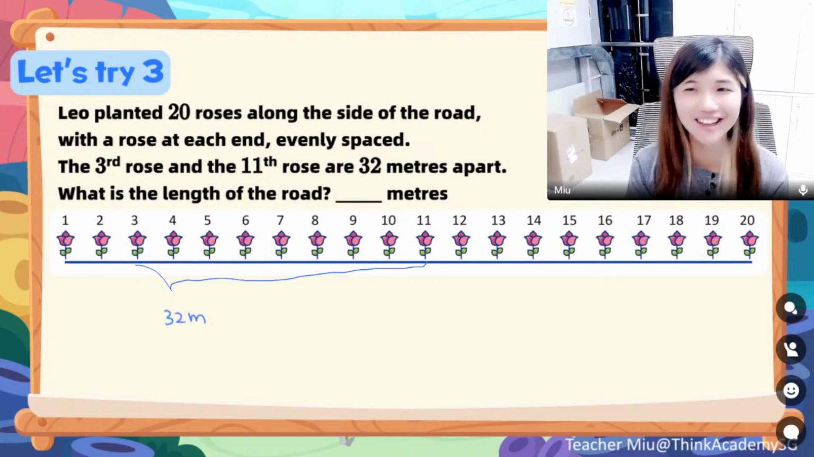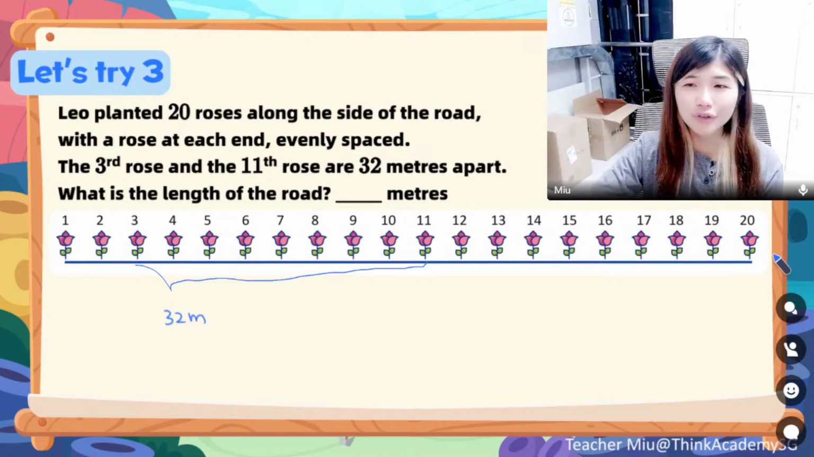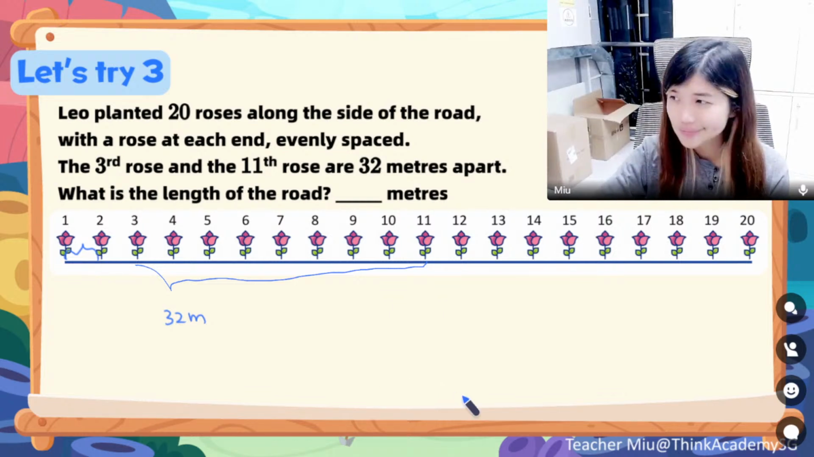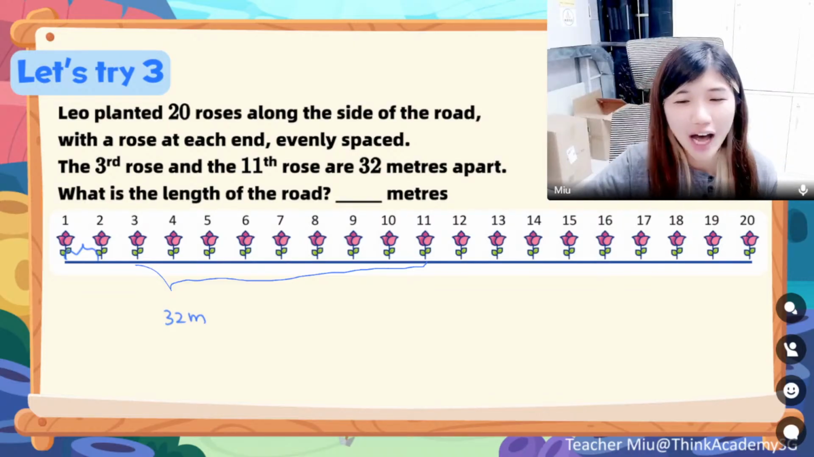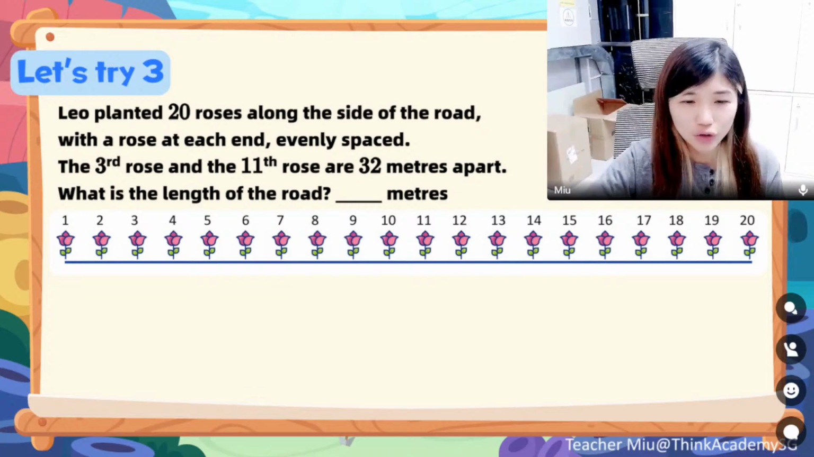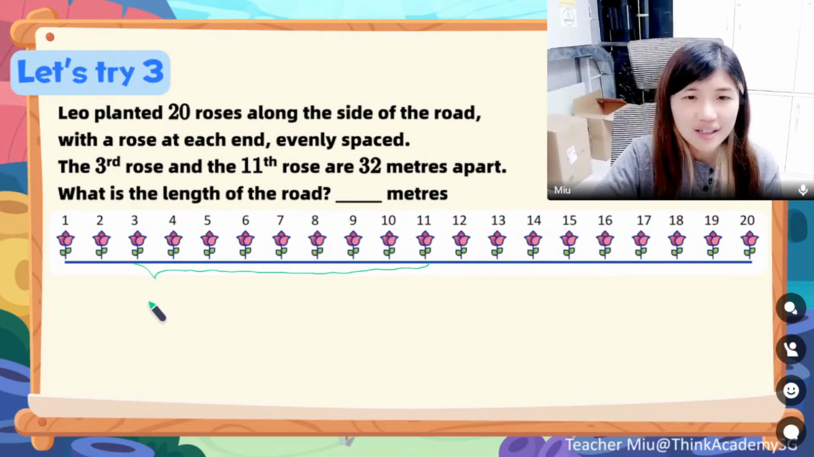Not that easy one. Hey guys, you know the long row, right? It's full of intervals, right? What if I know one interval? Can you find out the answer? Can, right? So how can? All right, let me just show you how. Since it told you from the third one all the way to the 11th, it is 32 meters.